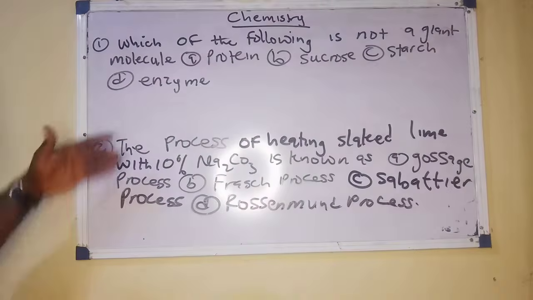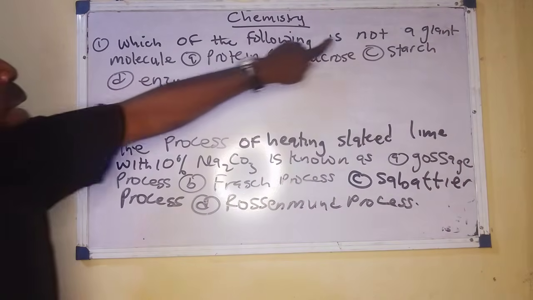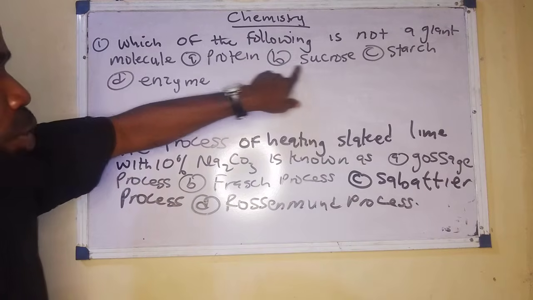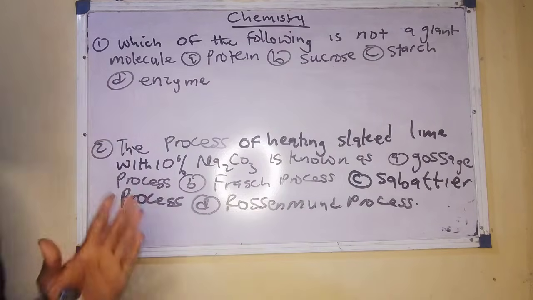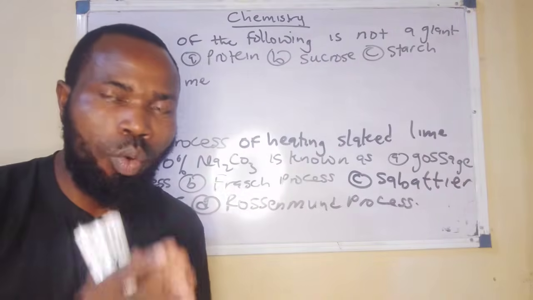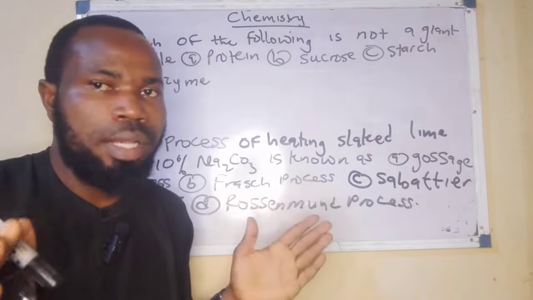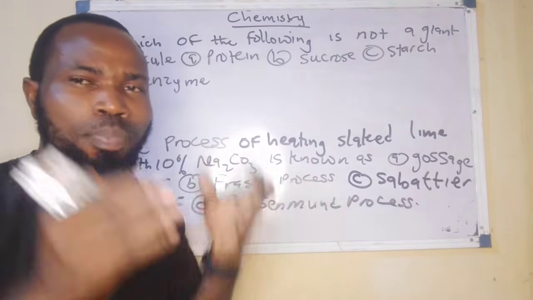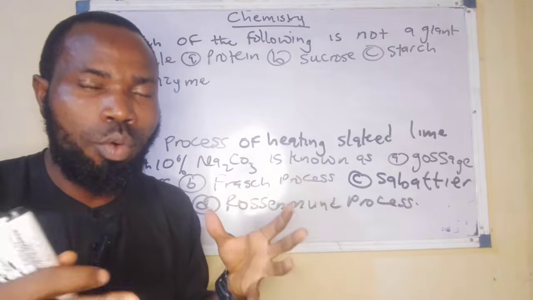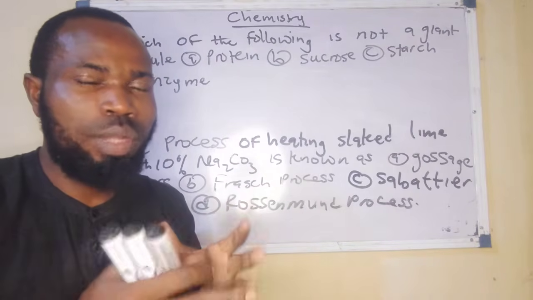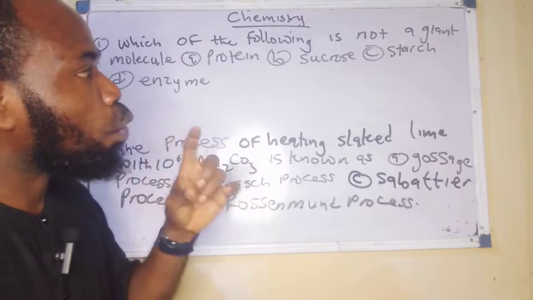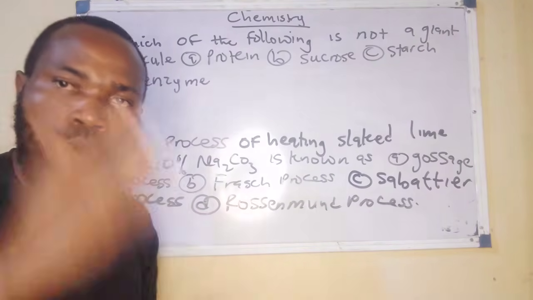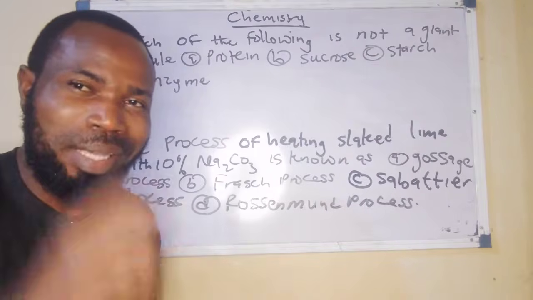Now, there's a question here that says, which of the following is not a giant molecule? A, protein. B, sucrose. C, starch. D, enzymes. You might have already known the answer. The answer is quite easy, but you ask yourself, why is the answer like that? First of all, giant molecules are macromolecules. They are large molecules. Giant molecules usually exist as polymers. Though not all giant molecules are polymers, all polymers are giant molecules.